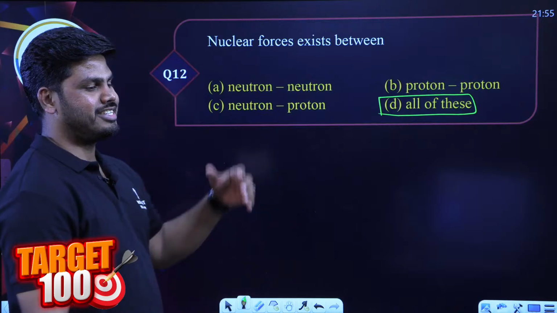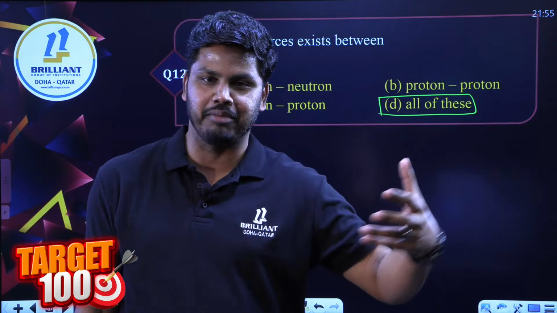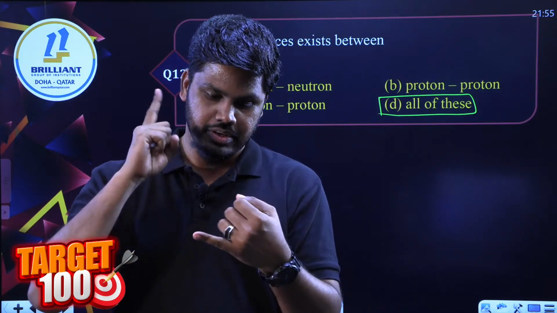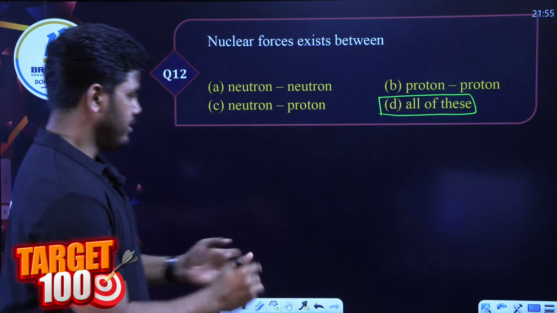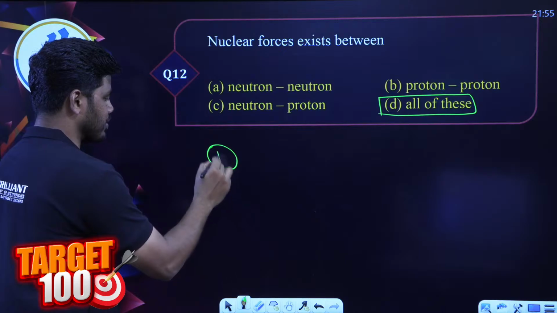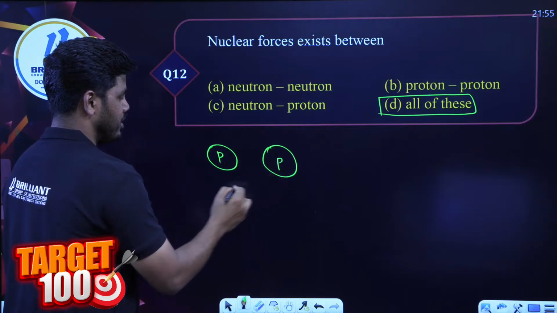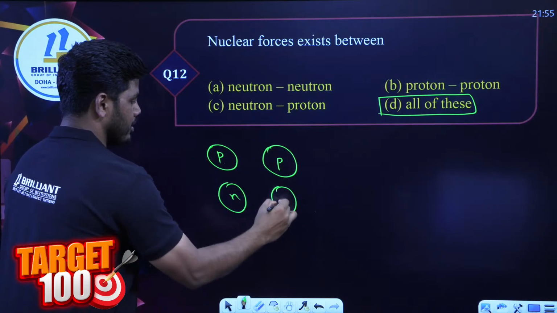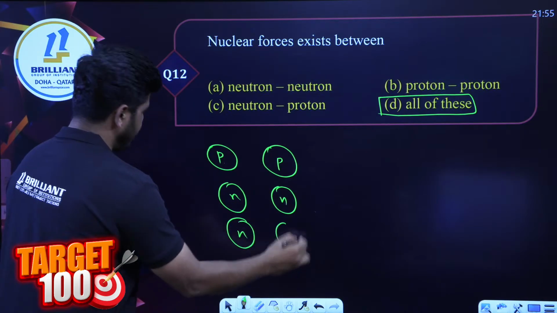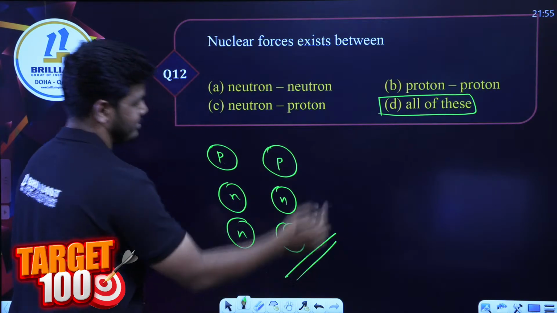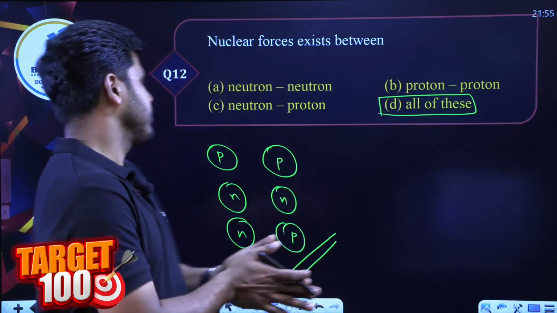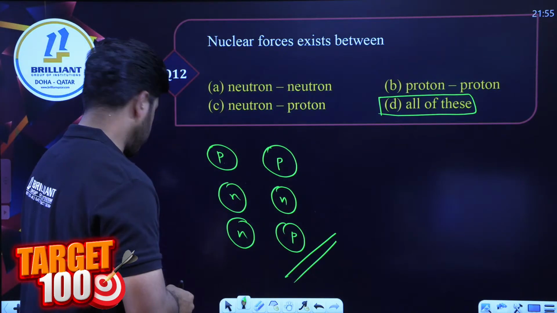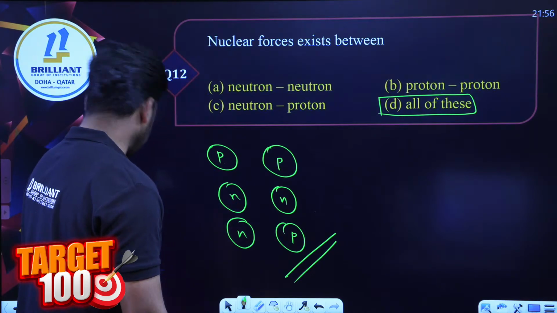It is charge independent. Nuclear force is operating between proton-proton pair, proton-neutron pair, and even neutron-neutron pair, right? There is no discrimination between nucleons, whether it is proton-proton, neutron-neutron, or neutron-proton combination. Irrespective of the property of the nucleons, nuclear force is operating between them. Okay, so option D, question number 12. Moving on to the next.